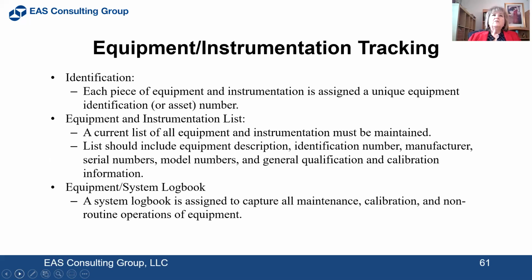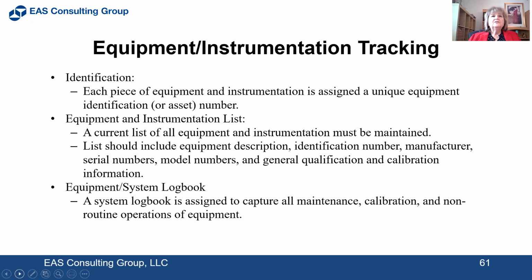It's a requirement that we track our equipment and/or instrumentation. You must identify each piece of equipment and instrumentation, assigned a unique equipment identifier or an asset number. You must have an equipment and instrumentation list. A current list of all equipment and instrumentation must be maintained.